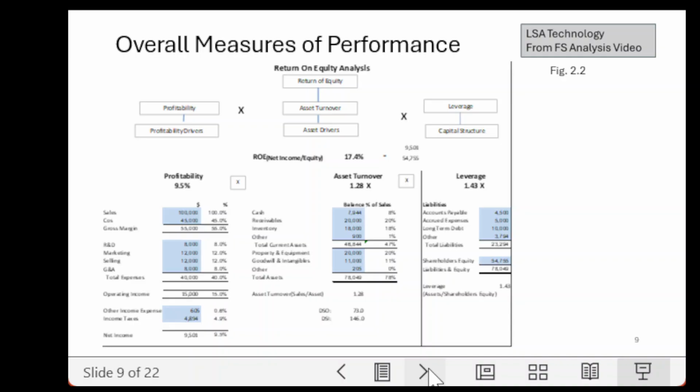What would be the change in ROE if we improved profitability from 9.5 to 10%? What would be the impact on ROE if we improved asset turnover and increased it, say, to 1.5? What would be the effect on ROE if we restructured the capital base and added more leverage, additional borrowing, and reduced the level of equity involved? And so this is a great tool to understand the sensitivity of ROE to those drivers.